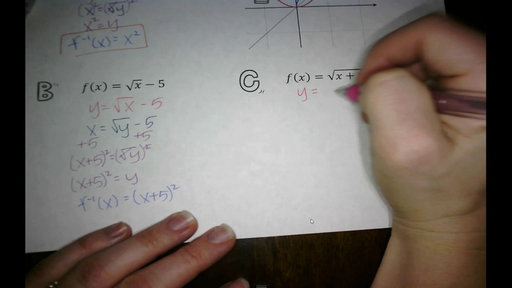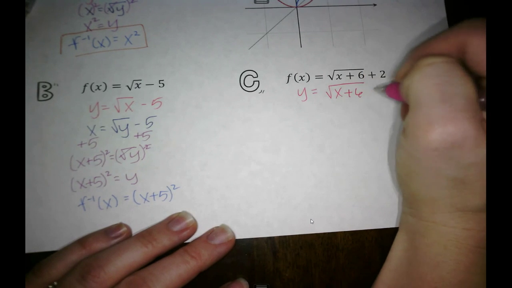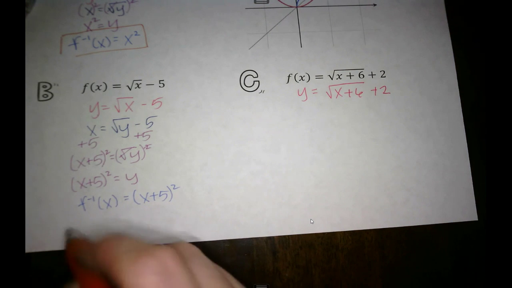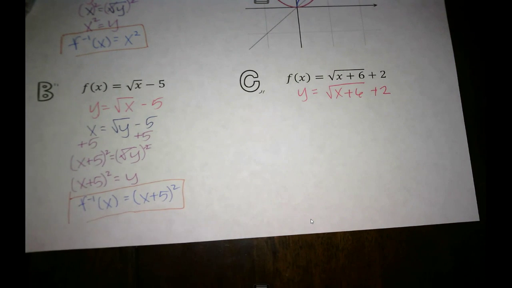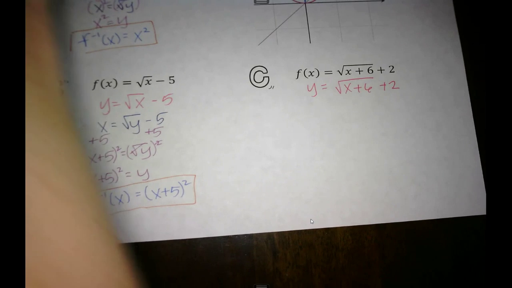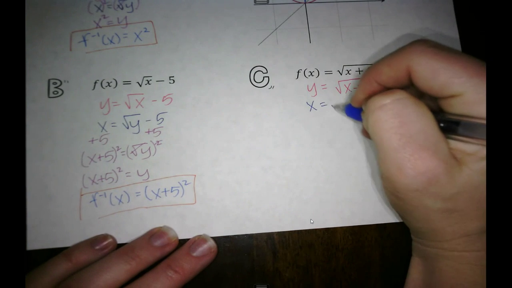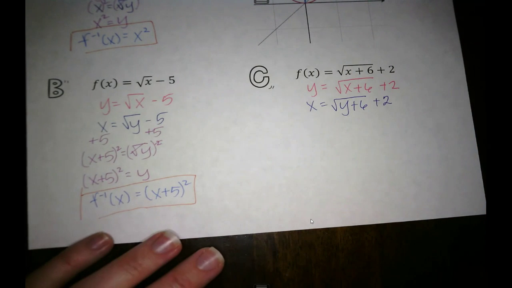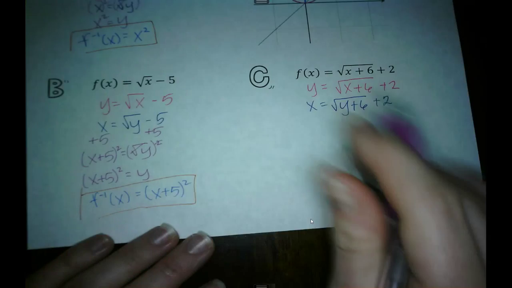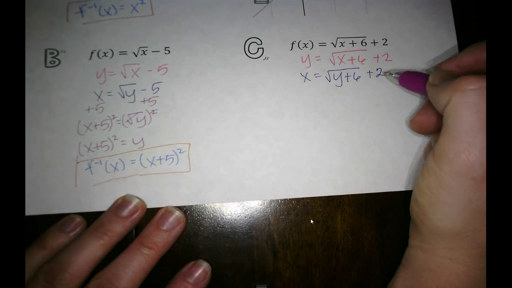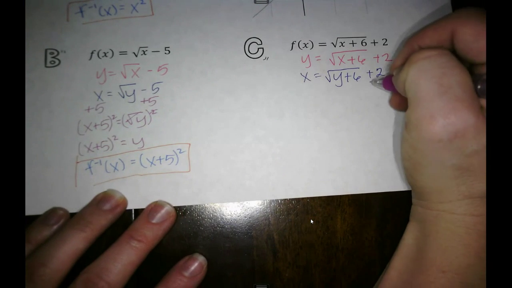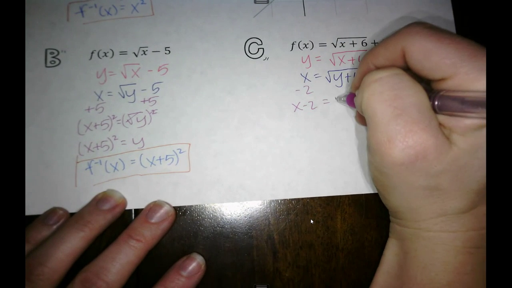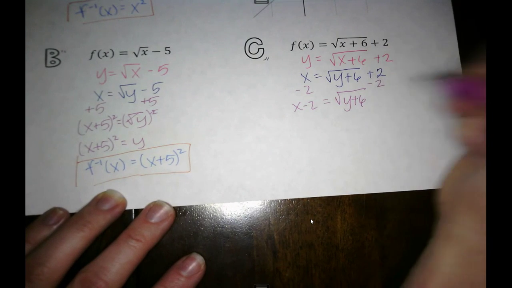Y equals square root of x plus 6, plus 2. Don't forget to switch your x and y. X equals square root of y plus 6, plus 2. Solve for y. Deal with the added or subtracted first. It's being added, so let's subtract. X minus 2 equals square root of y plus 6.